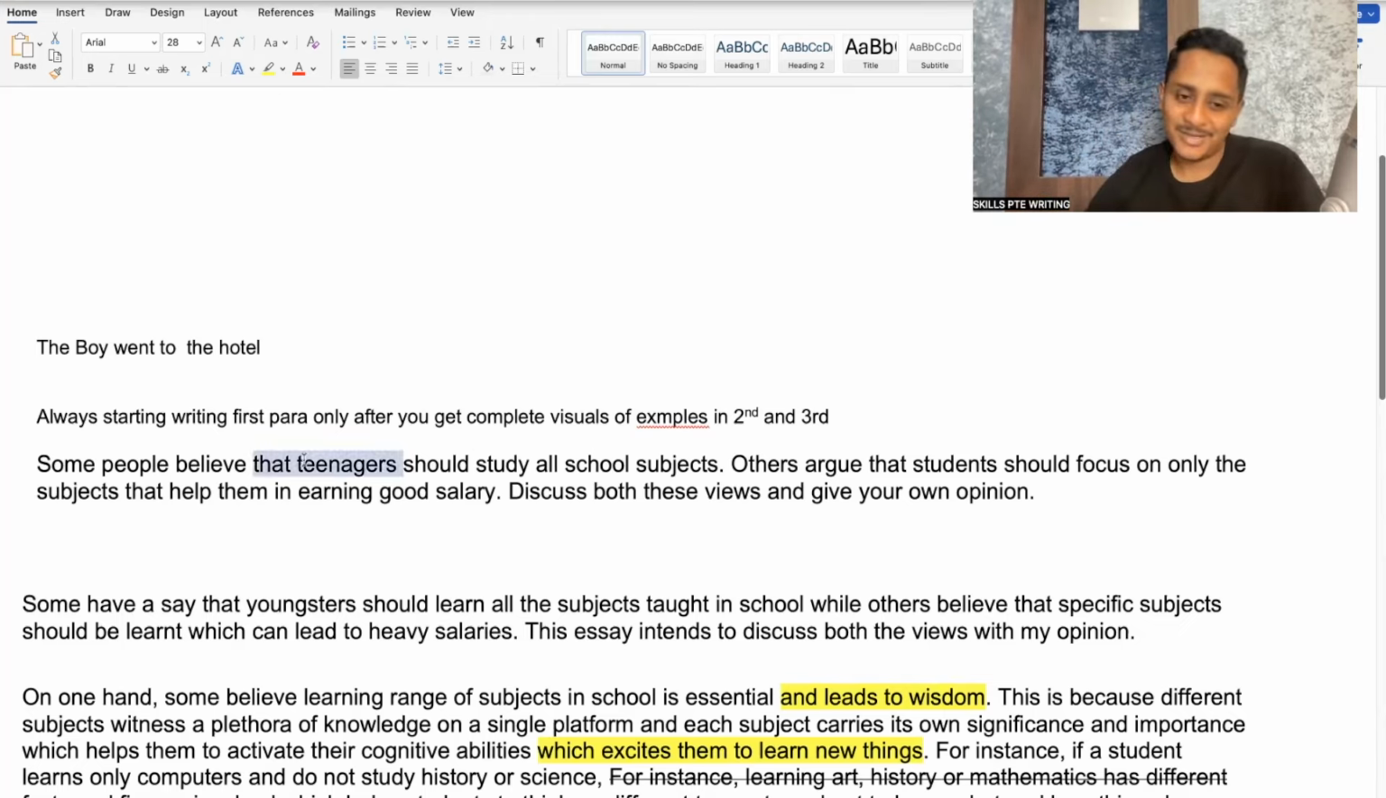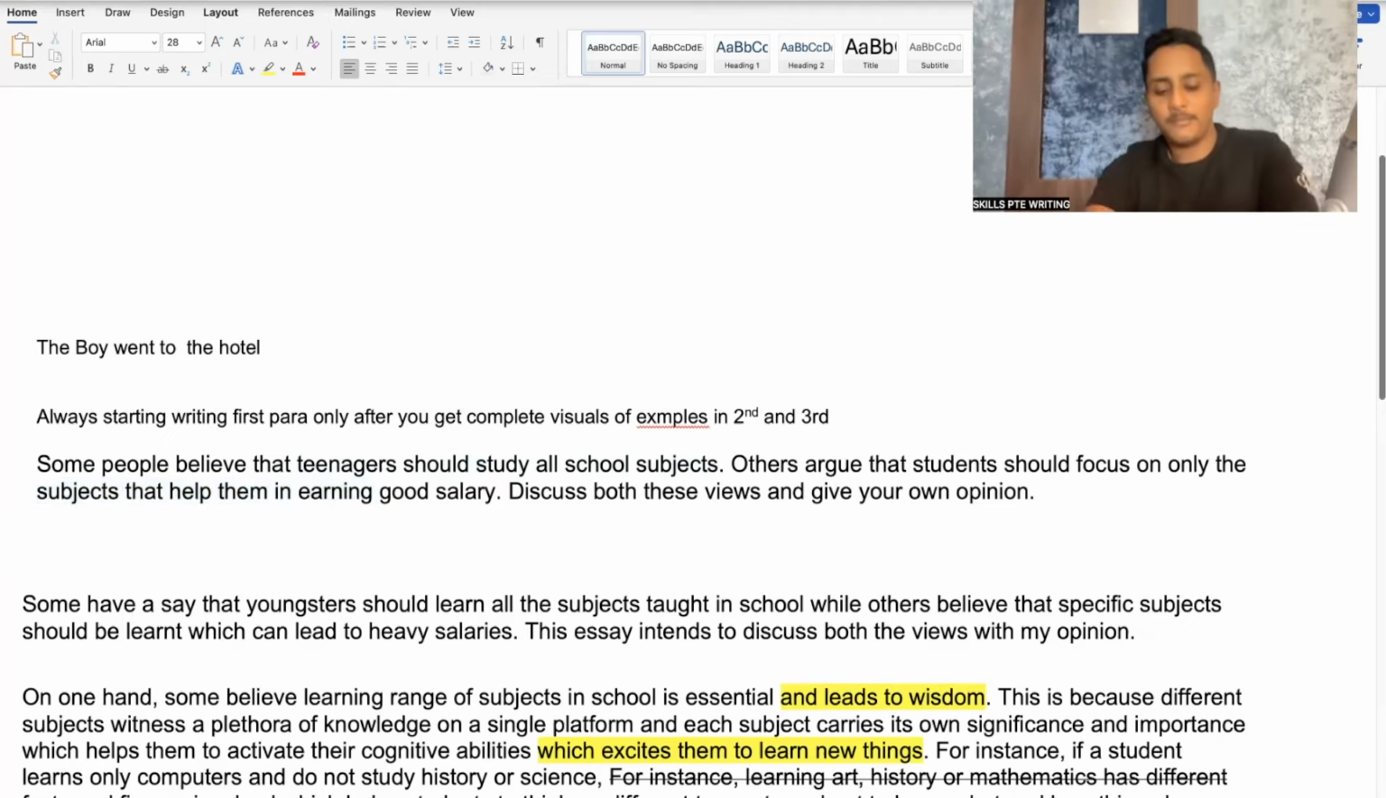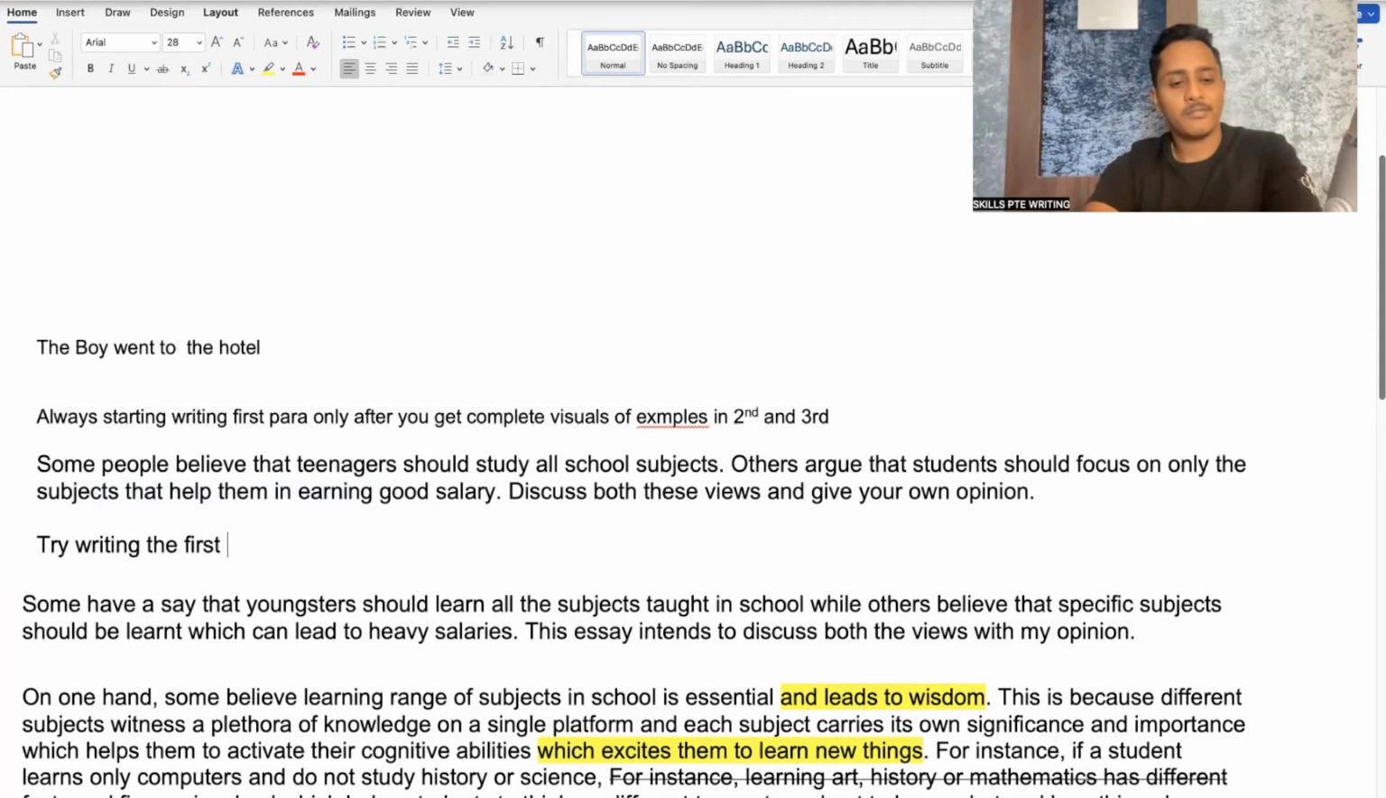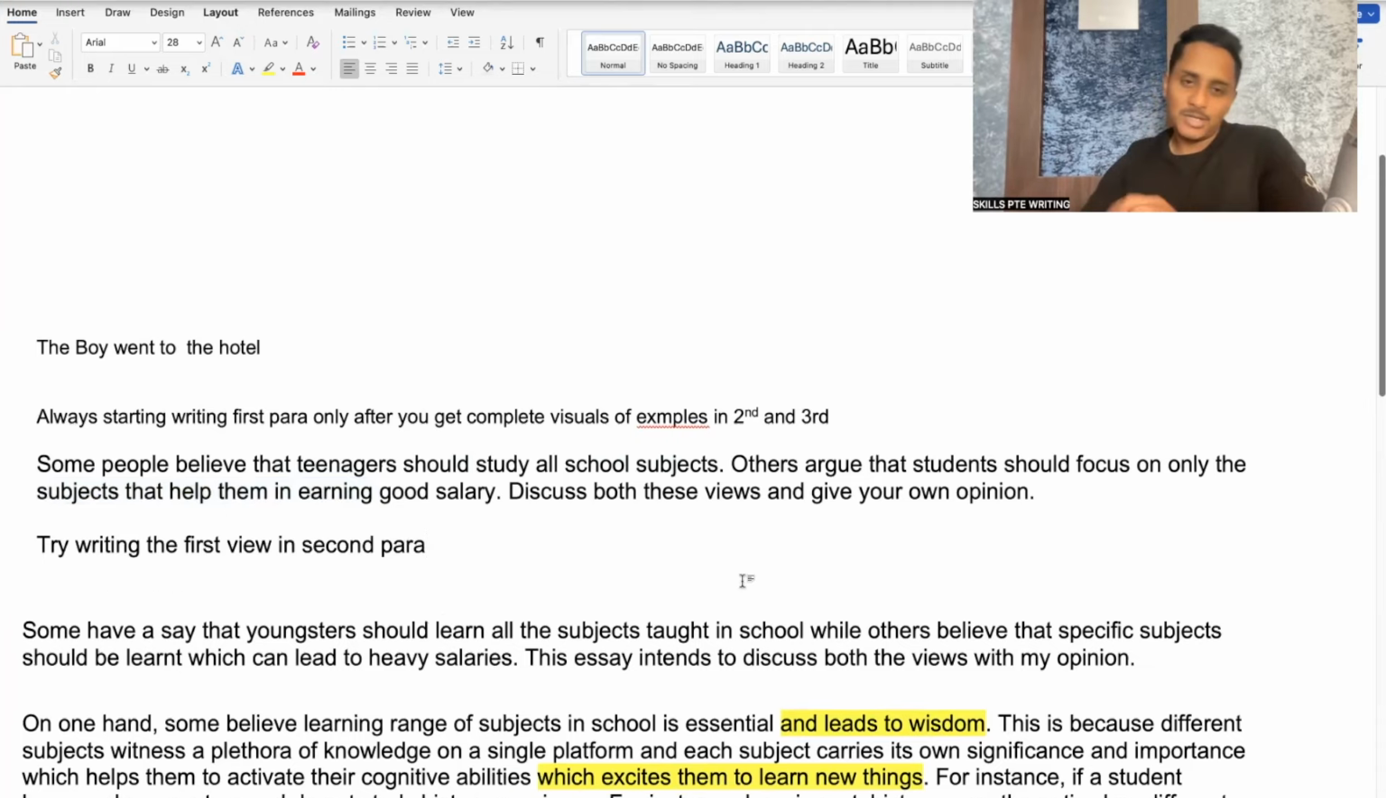When you say some people believe teenagers should study all subjects, don't focus on just studying all subjects. Focus on this as well, a little bit, earning a good salary. I want you to hint at it. In both the paragraphs, both the things should be hinted. Try writing the first few lines in the second paragraph. I think that would only be possible for us to do in another 20 minutes.